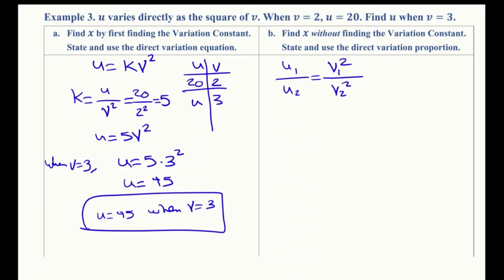So now we can substitute values, so we get 20 over u. Here it's just u1 and u2, so we don't need to square or anything. So we get 20 over u equals v1 squared. So be careful, don't just put 2 over 3. You have to say 2 squared over 3 squared.